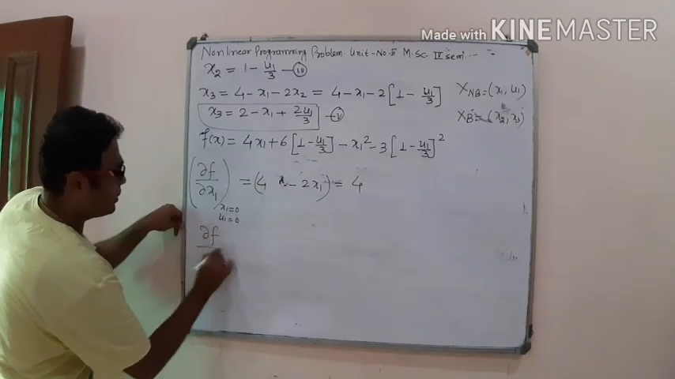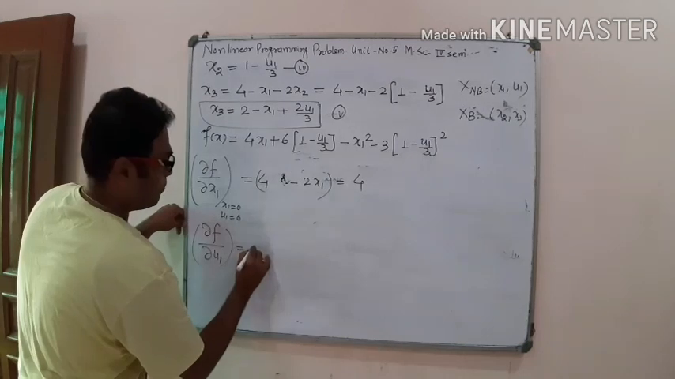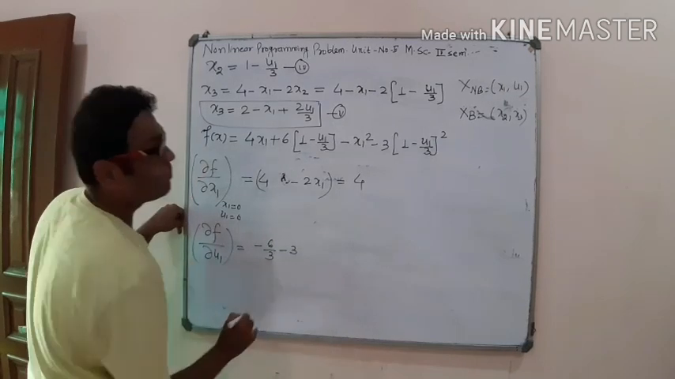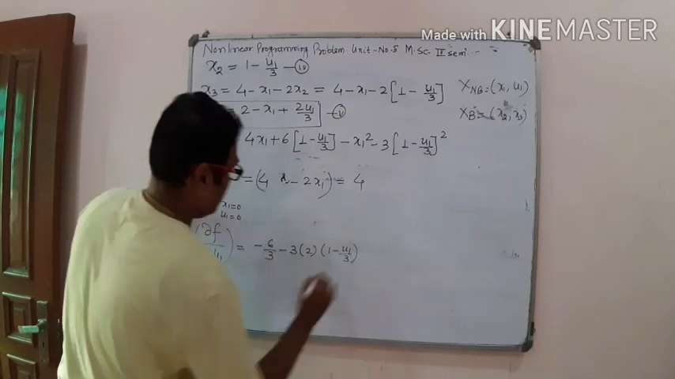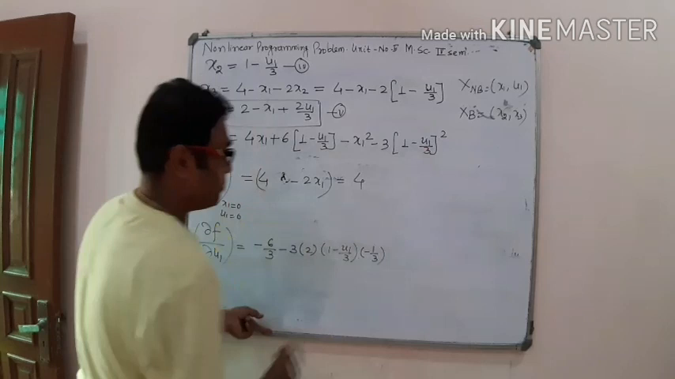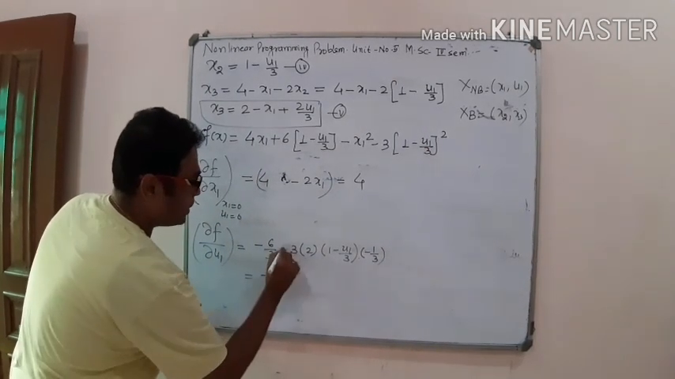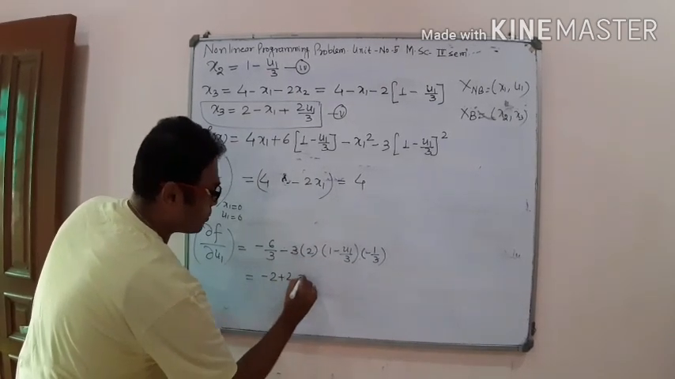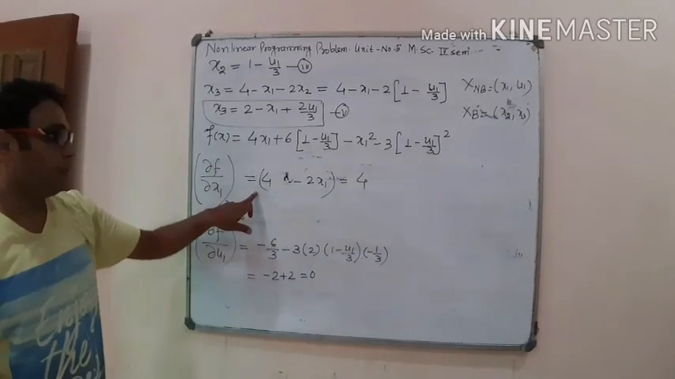The del f by del u1 is equal to minus 6 upon 3 minus 3 multiplied by 2, 1 minus u1 upon 3, with minus 1 by 3, the derivative of this portion. So you observe that this is minus 2, this minus and this minus become plus, 3 to the 6, this 3 and this 3 cancel, plus 2, and it becomes 0. So here again we observe that this partial derivative is greater than 0.